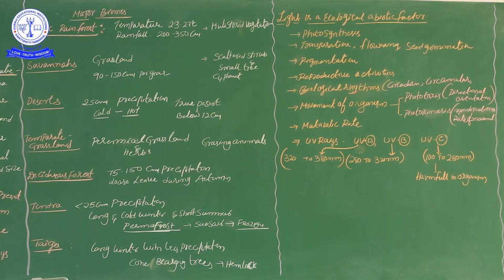So these are all biological rhythms. Either animals or plants, their body activities are regulated by the light. So that is under biological rhythms.